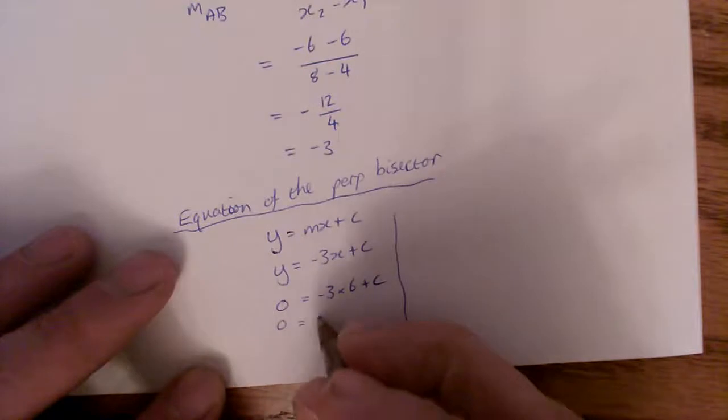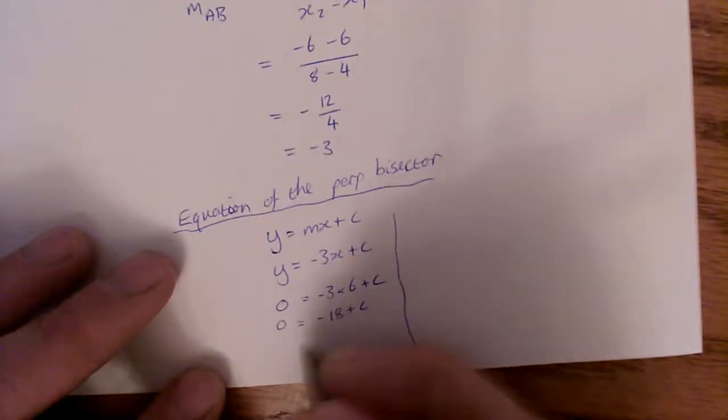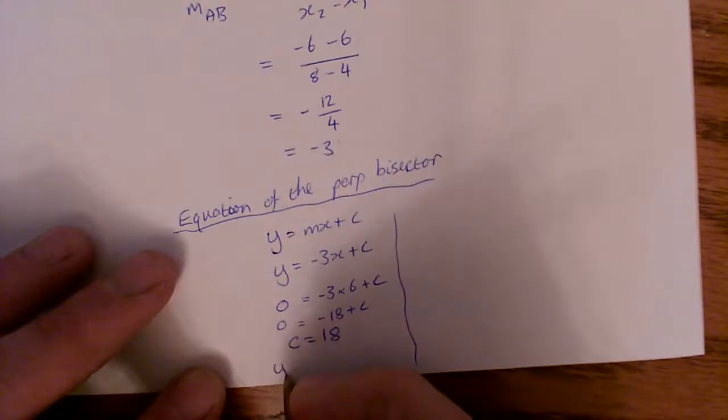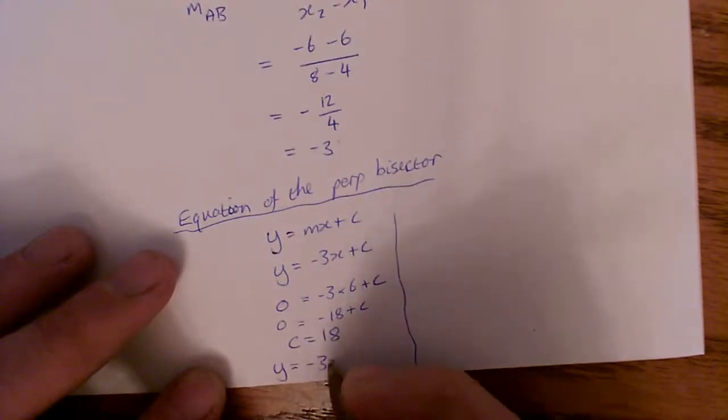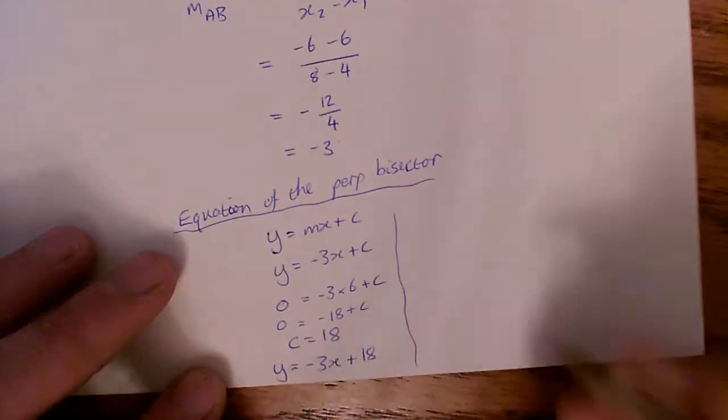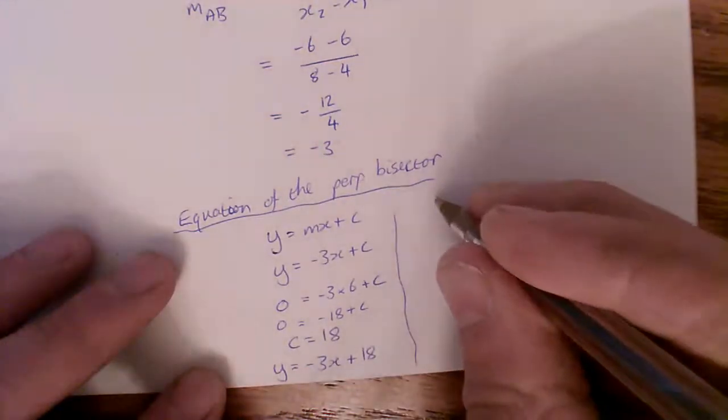So 0 equals minus 18 plus c. C equals 18. And I've only just got space to write this in. We've got y equals minus 3x plus 18. So that's our line equation at the bottom there. Let's do it by the other method.